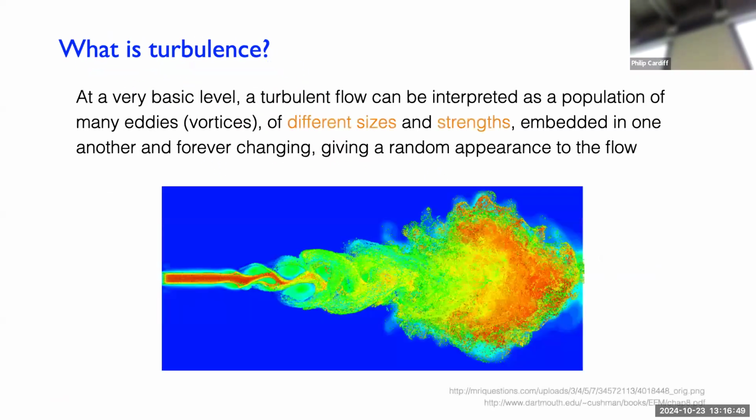What is turbulence? You already have an idea what it is. At a very basic level, it's a population of many different eddies or vortices. So these are regions of rotating fluid, and there are different sizes and strengths and velocities. So a collection of little ones and big ones, and they're embedded in each other, and they're forever changing in a random or chaotic fashion.